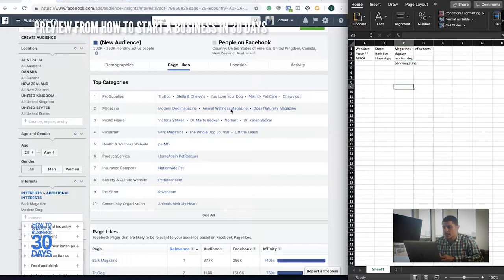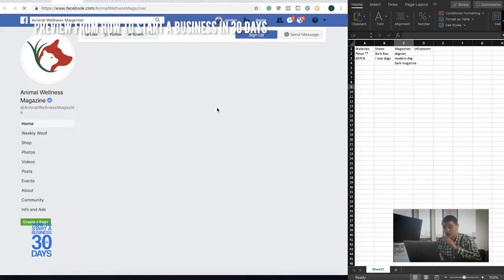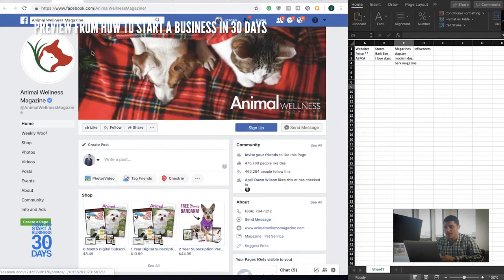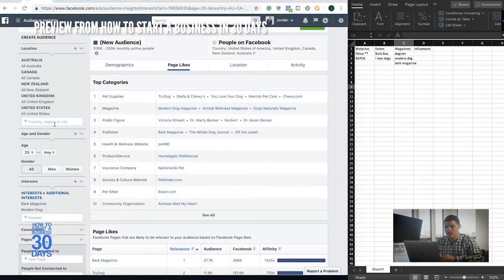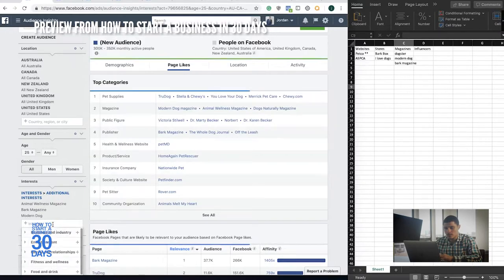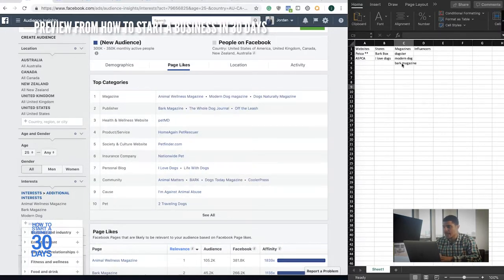Okay, Bark Magazine, Animal Wellness Magazine. Let's see what we have with this one. Animal Wellness, 475 page likes. See a lot of dogs, a lot of cats. See what we have there. See if it's even an option. What is this? Animal Wellness Magazine. Boom, they got it.